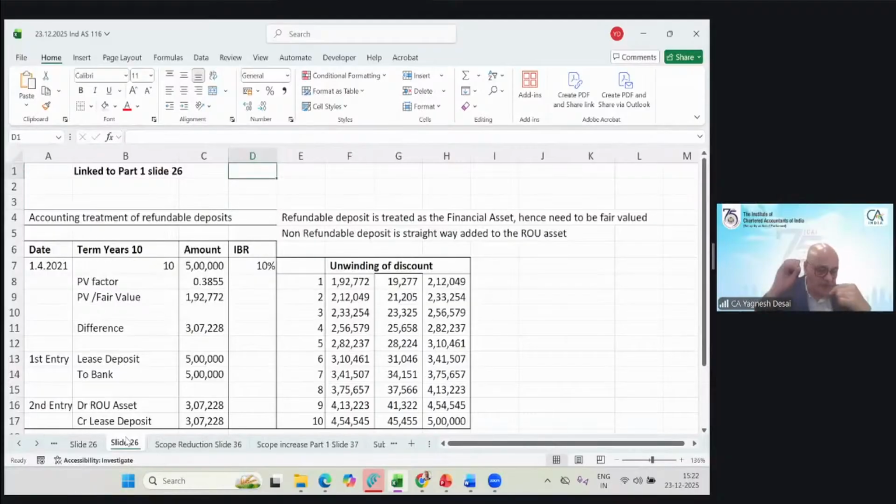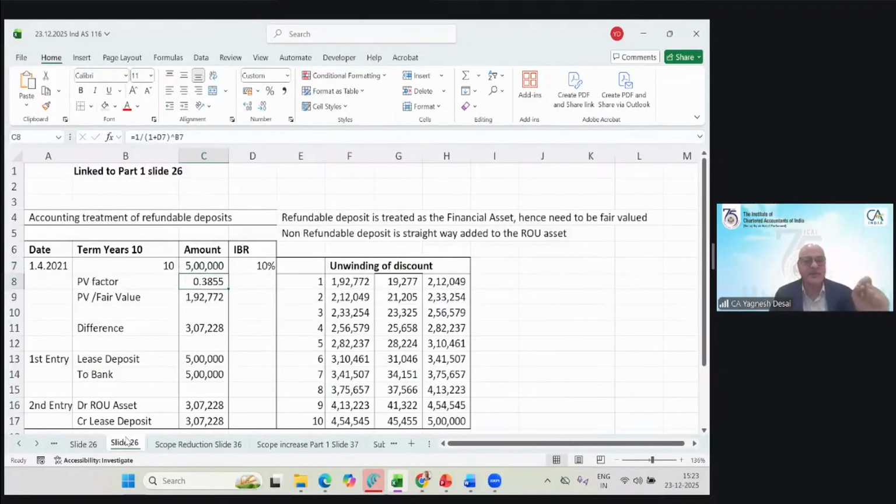This is about the treatment of a refundable non-interest bearing deposit. I have given a deposit over a period of 10 years, with an incremental borrowing rate of 10%, and 5 lakhs is my initial value, the nominal value of the deposit. The deposit which I have given is 5 lakhs. That's known as the nominal value of the deposit.